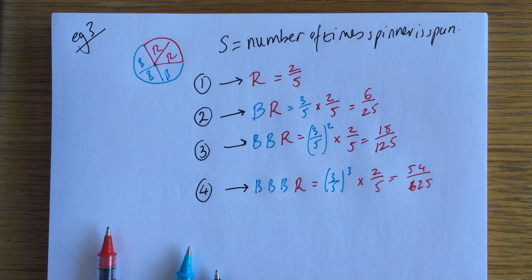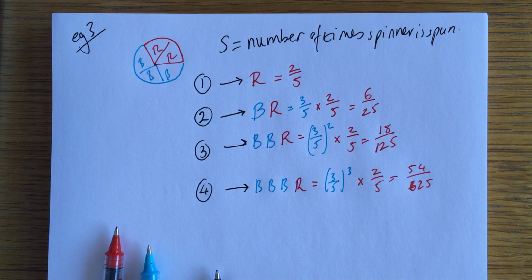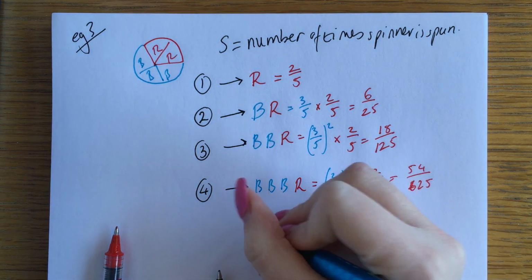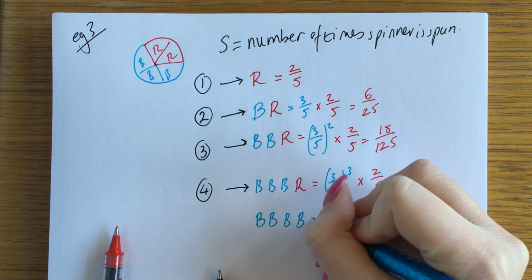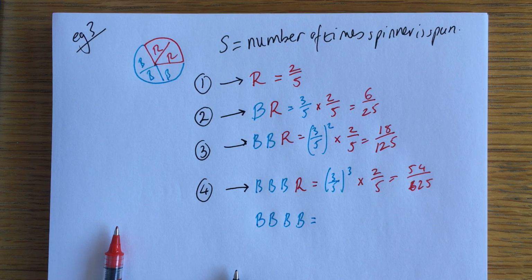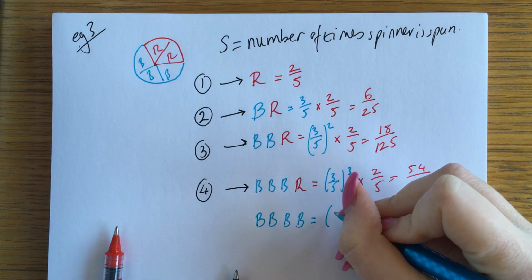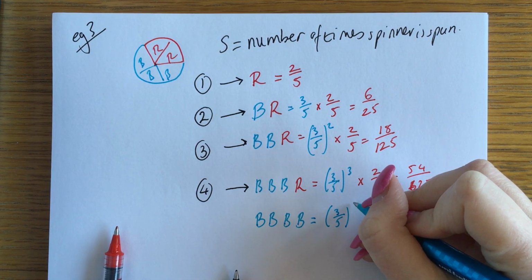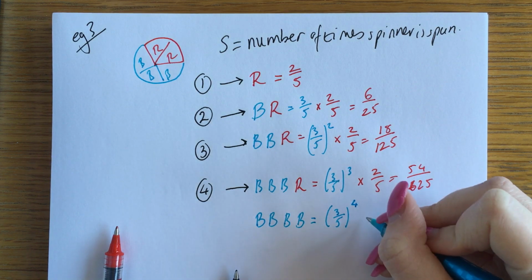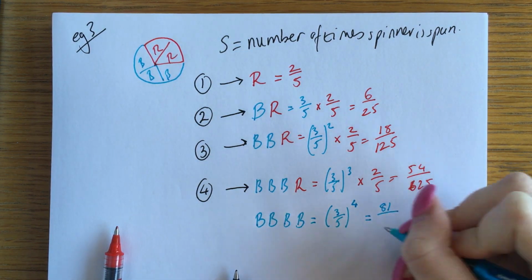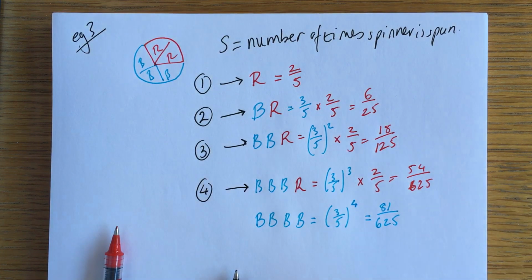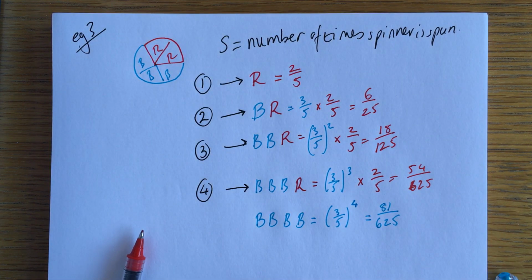But after 4 spins, I stop whether I've got a red or not. So it is possible that I got 4 blues, in which case the game has just ended, so I stop anyway, which is 3/5 to the power of 4, which should be 81/625.